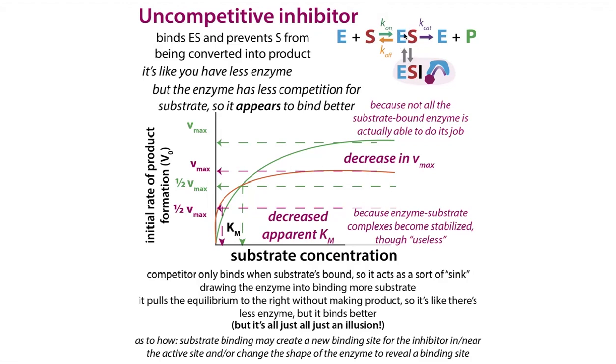You're going to be increasing, it's going to look like you're increasing the affinity of the enzyme for the substrate, because you're kind of pulling it out here. And if we're saying that you're increasing the apparent affinity, what that means is that you're going to be decreasing your apparent Km. So it's going to take less of the same amount of substrate to get to your half maximal velocity, but the half maximal velocity is going to decrease. And so your enzyme and substrate complex becomes stabilized, but they're kind of useless.